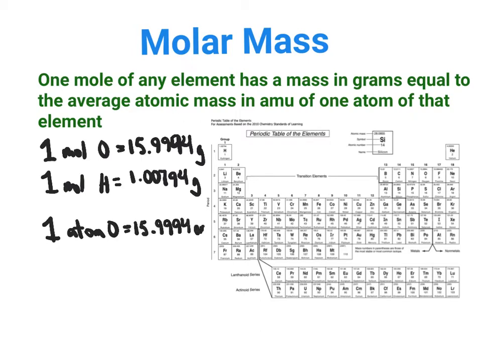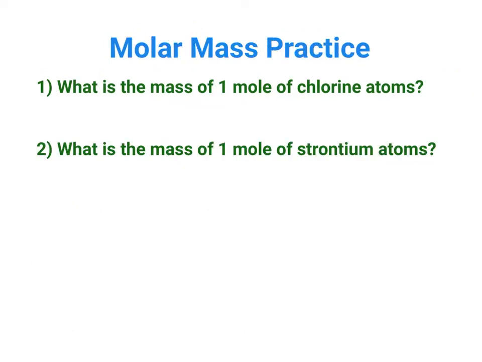If I have 1 atom of oxygen, it's going to have an average mass of 15.9994 atomic mass units. That's protons plus neutrons. And if I have 1 atom of hydrogen, it's going to have a mass of 1.00794 atomic mass units. So the mole connects the mass of the element in AMU to the mass of that element in grams.